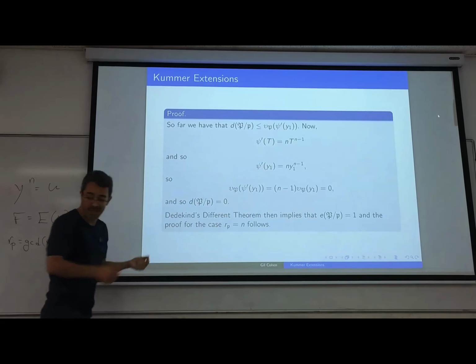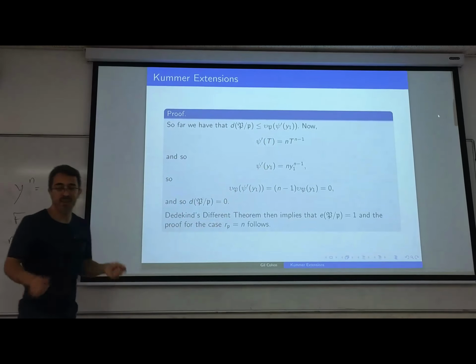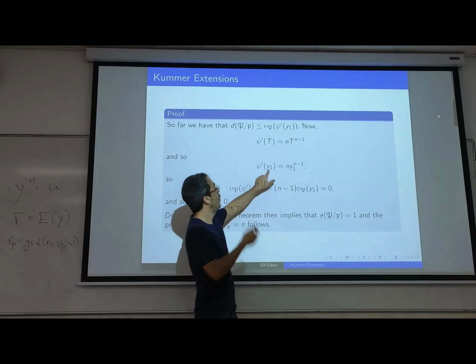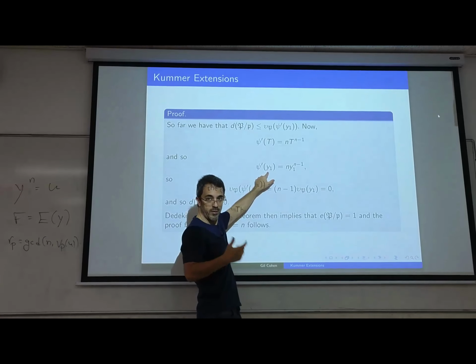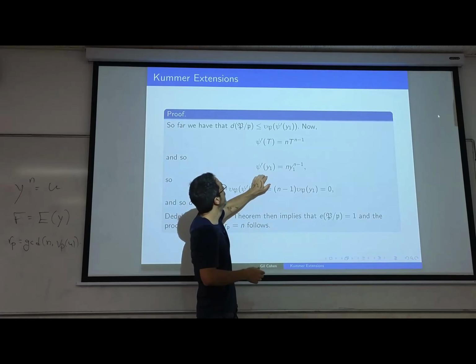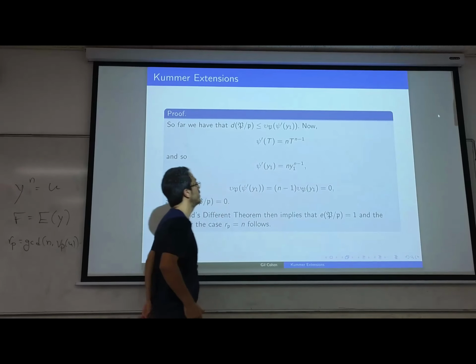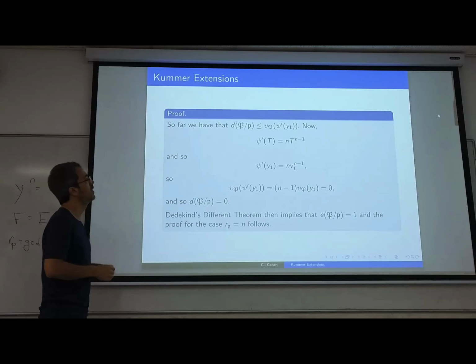But now again, we know what psi is. Psi is just t to the n minus a constant. So when you differentiate, you get n times t to the n minus 1. The constant goes away. It was u1, I think, but it goes away. And when you evaluate it at y1, because that's what you should do in order to apply the theorem, then you get n times y1 to the n minus 1, okay?